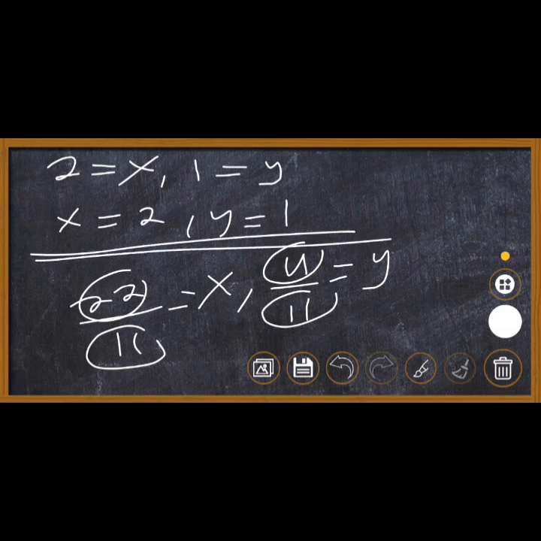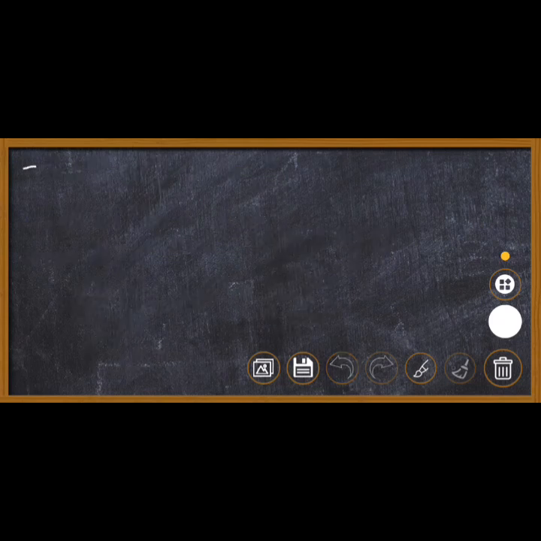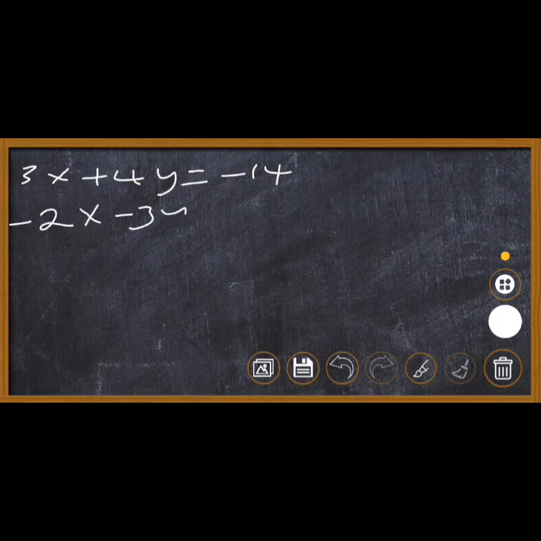So let's look at another example so that we understand more. So let's say you have 3x plus 4y equal to negative 14. And then down there we have negative 2x minus 3y equal to 11. So in this case, we have to write it in standard form of the matrix.